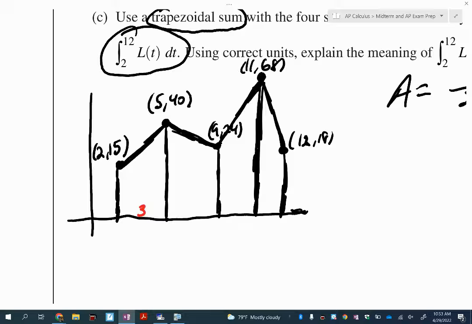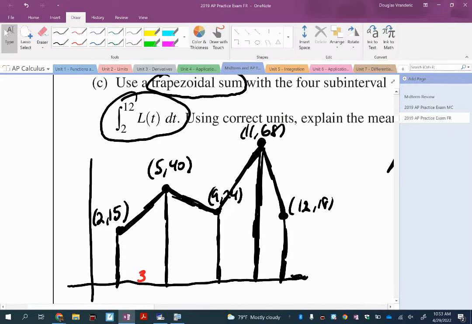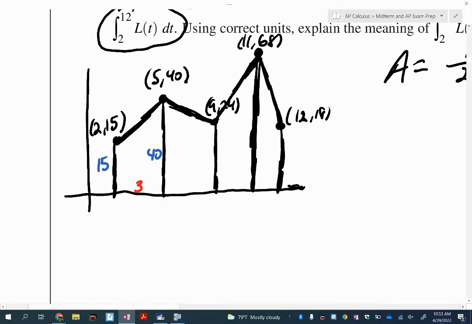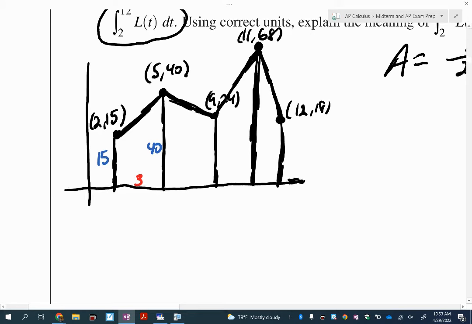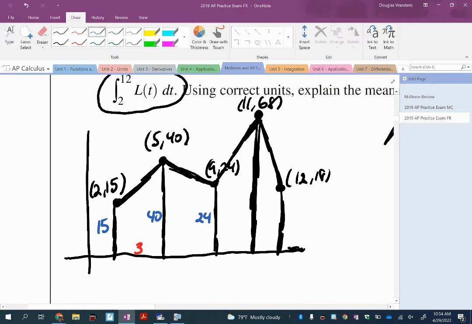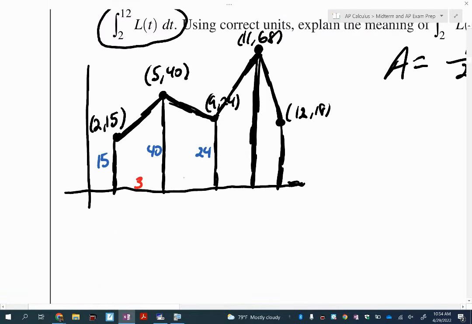See if you can make sure. Do you want me to switch colors for bases? Would that be helpful? Let's see. Okay. I'll use blue for bases. So this base is going to be 15, and this base is going to be 40. Let me see how I got that. Okay. This next one is going to be a base of 40 and a base of 24 with a height of 4.